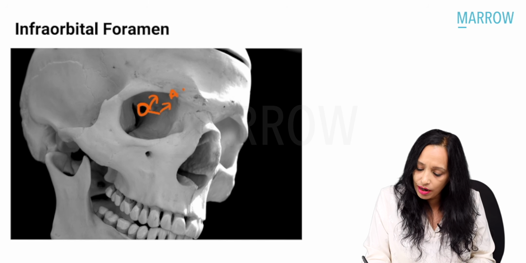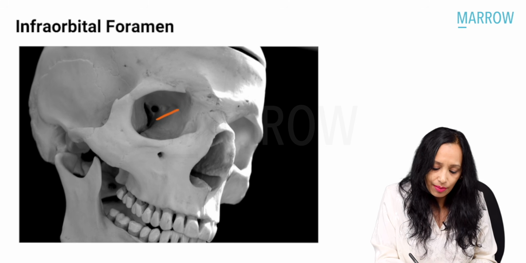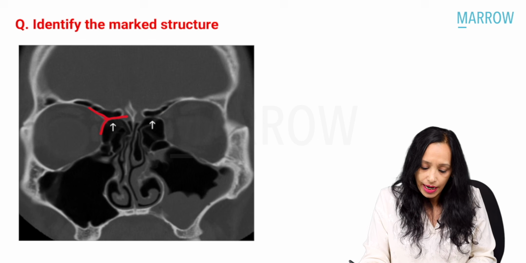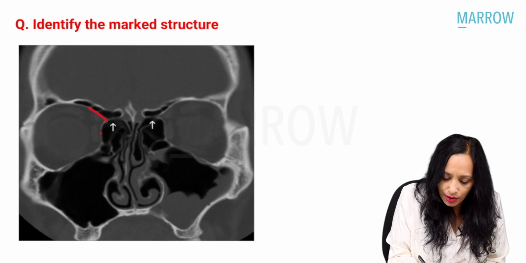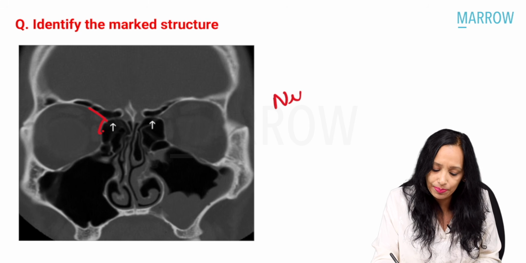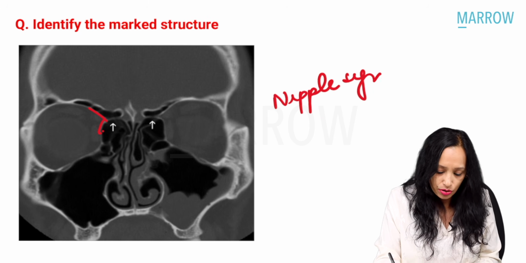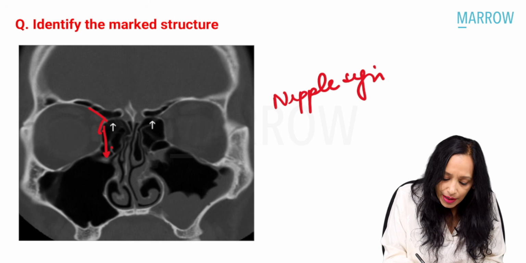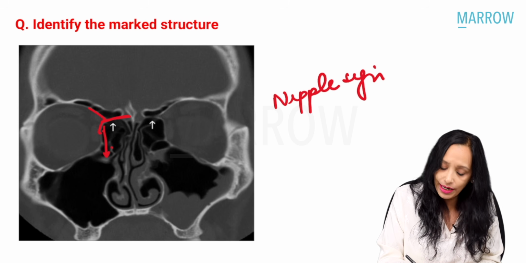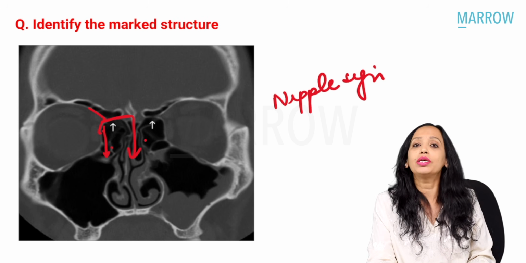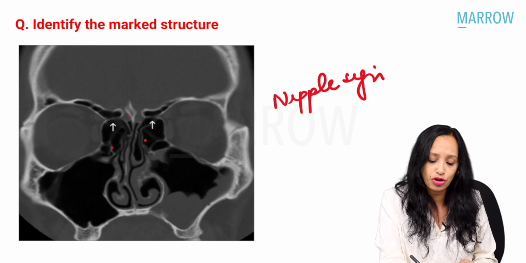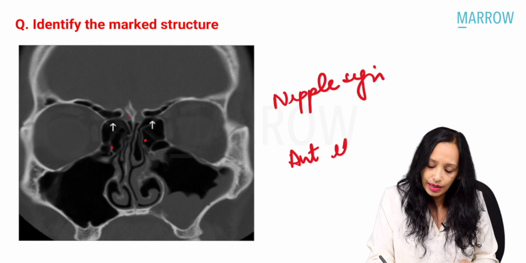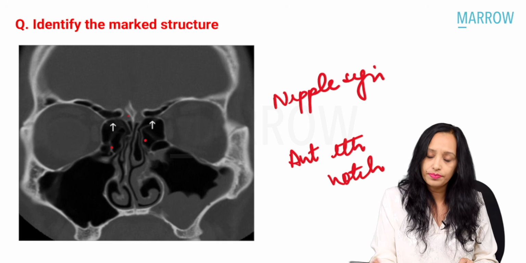The anterior ethmoidal artery, while it pierces the lamina papyracea to enter into the nose, produces a notch, a prominence like this. This is what is known as the anterior ethmoidal notch, or the nipple sign. Then it gives some branches to the lateral wall, runs to the cribriform plate, and then gives some branches to the nasal septum. So what is this marked structure? This is known as the anterior ethmoidal notch.